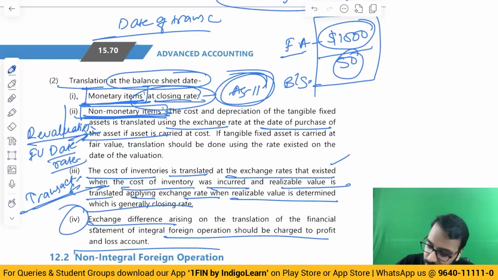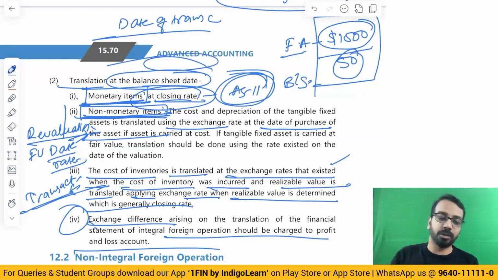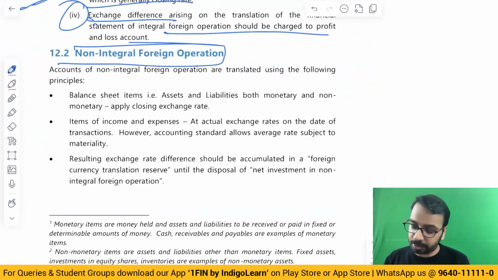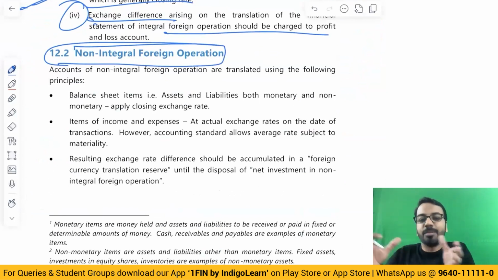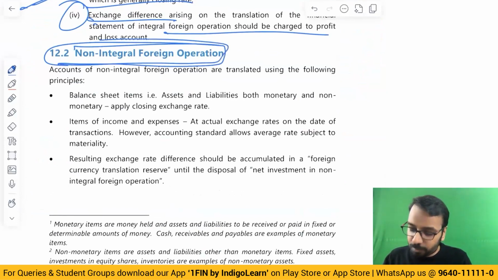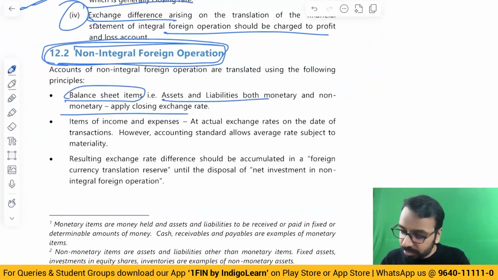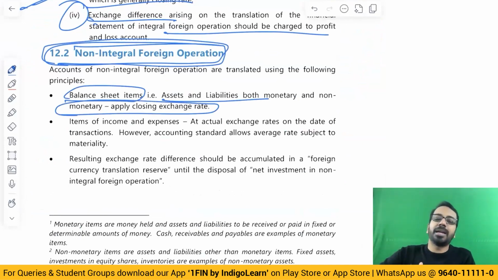Okay. If you get a question on integral foreign operation, 10 out of 10 should be in your pocket. No question asked. Right? Then, how about non-integral foreign operation? These are more like independent. They are doing things on their own. Now, it is simpler to translate because for non-integral foreign operation, you will translate the balance sheet items at closing rate only because it is operating independently. It is not related to me. So for me, what is important is on the date of balance sheet, what is the valuation? I will take that and incorporate it. But in case of integral, it is a part of my body. So I should treat it as if I have done the accounting.